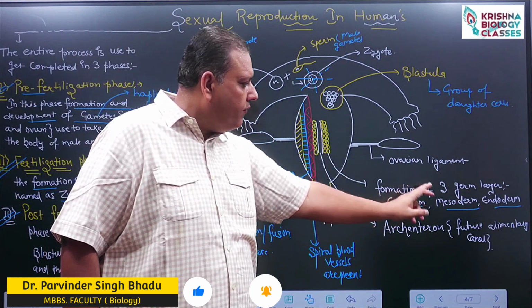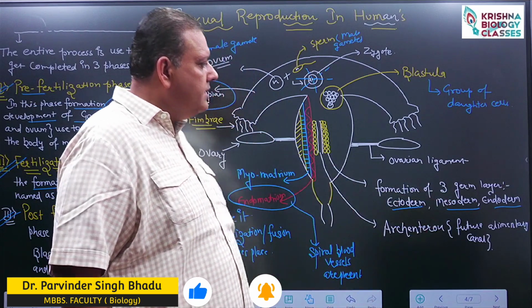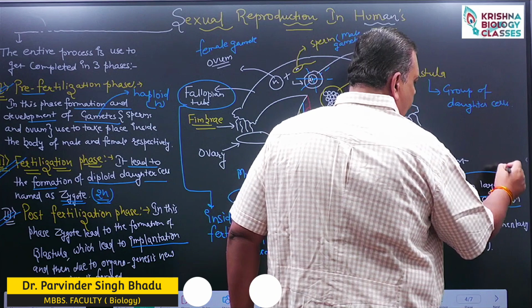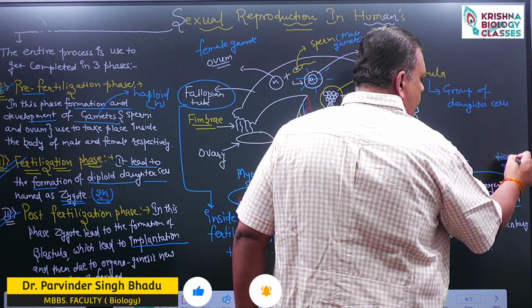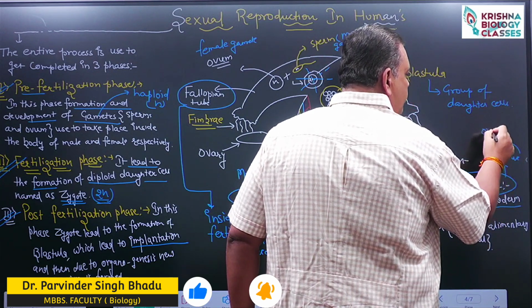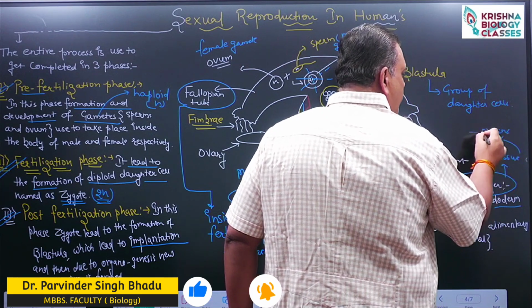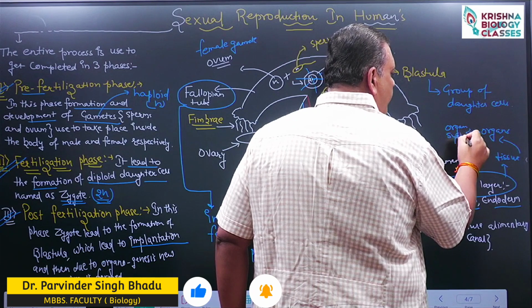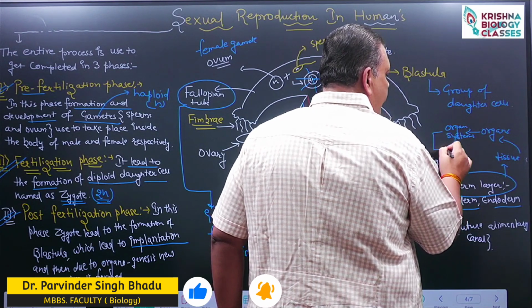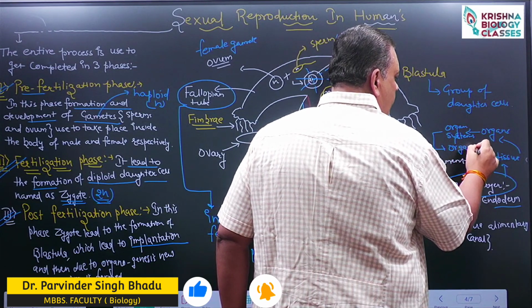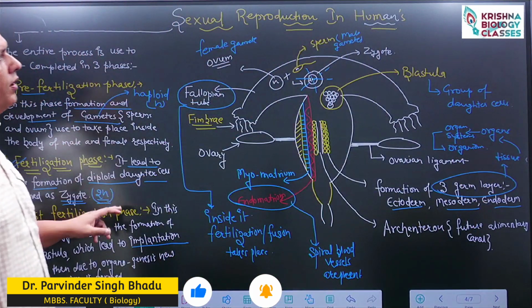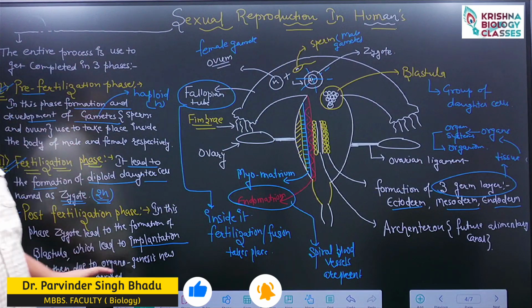Implantation will lead to the formation of 3 germ layers. From these germ layers, tissues will be formed. From tissues, organs will be formed. From organs, organ systems will be formed. And from different organ systems, the entire organism will be formed. That is how a new organism forms from the pre-existing one.